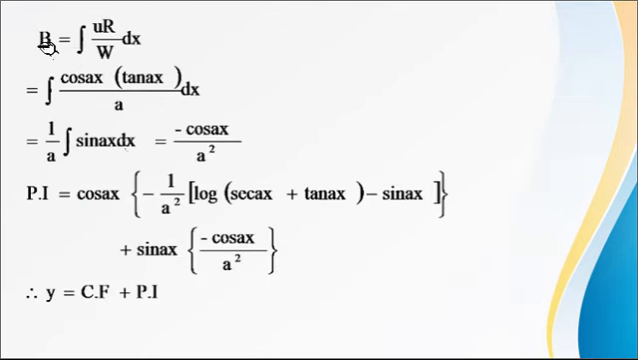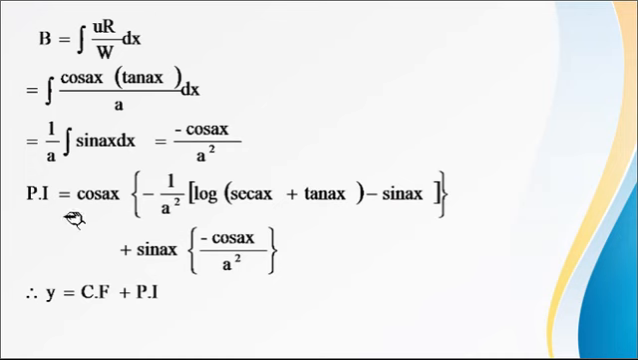B equal to integral ur by w into dx. U value is cos ax, r is tan ax. So tan can be written as sin by cos. So this cos and this cos get cancelled. So integral of sin. So integral of sin is minus cos ax upon a. Already here one more a is there. A into a square. So minus cos ax upon a square.